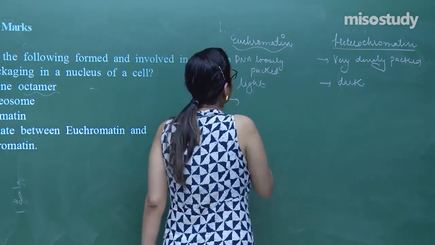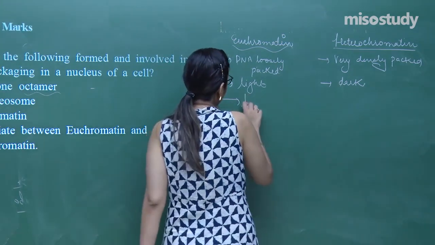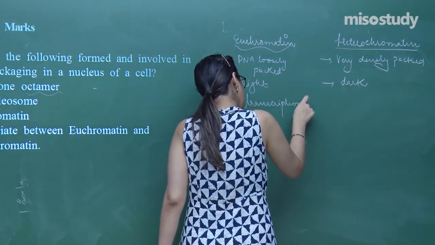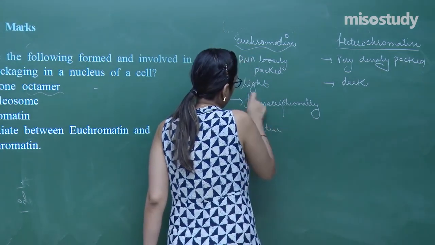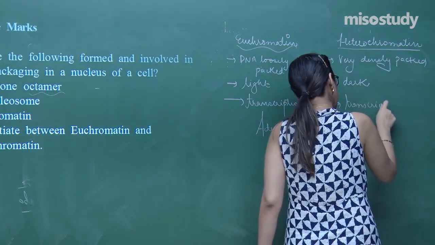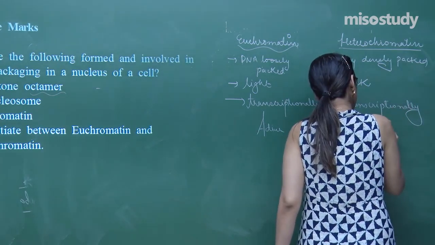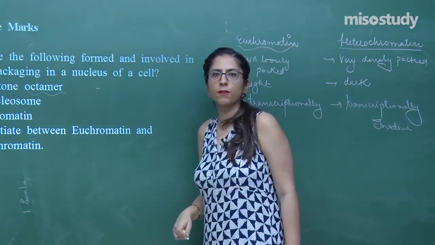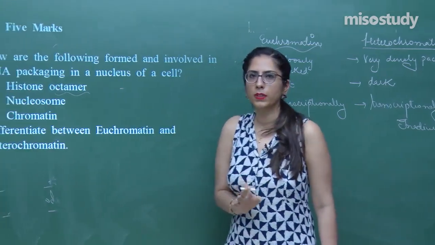Because they stain light, as we know, they are loosely packed, so they are transcriptionally active. Whereas these are transcriptionally inactive. This is the difference between heterochromatin and euchromatin. This was question number 9. Hope this is clear to you.